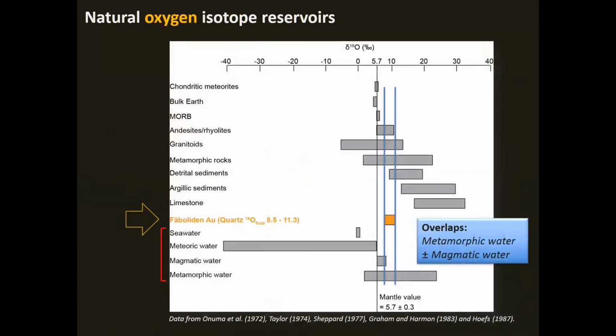Then we will compare these data. In orange here is the Fäboliden data, and we will compare these with other waters, which are bracketed in red on the left-hand side here. So we have seawater, meteoric water, magmatic water, and metamorphic water. And what we're going to see here is a very clear, obvious overlap with metamorphic water, but there is also a very minor overlap with magmatic water. And this will cause a problem for us later on.